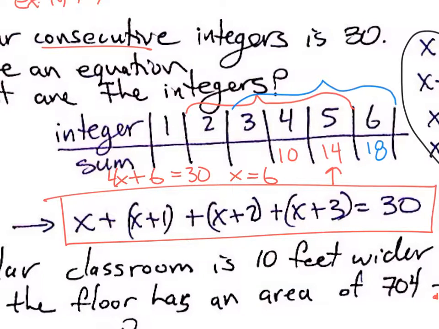Let's get a different color here. I know this is a little messy. Sorry. So 6 was the first, 7, 8, and 9. If we add those together, what do we get? 13, 21, aha, 30. Okay, so these would be our numbers.